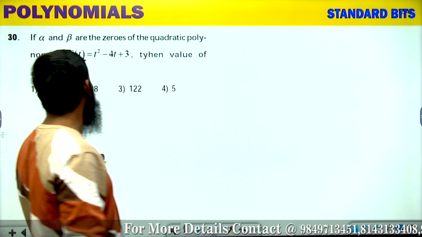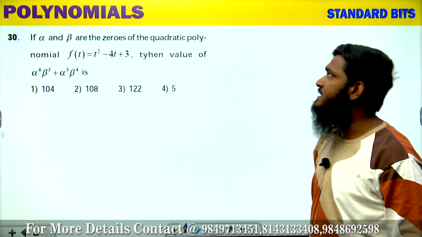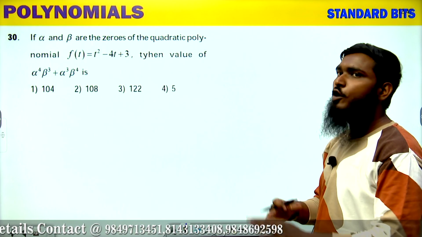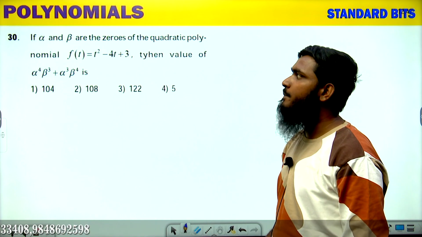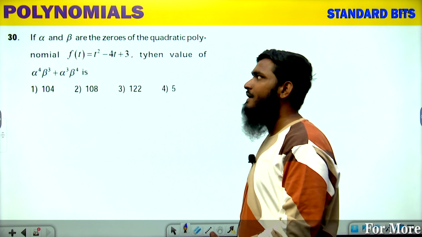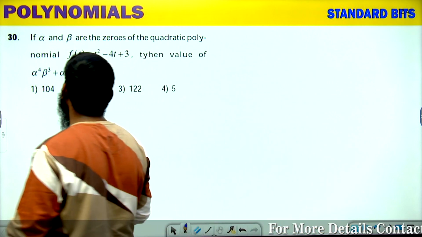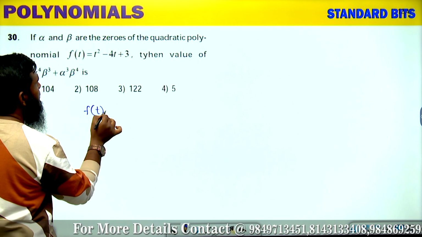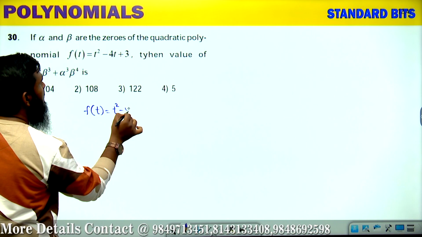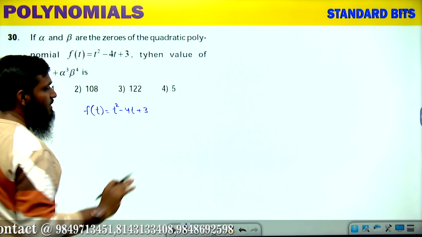Now let us see the next question. If alpha and beta are the zeros of the quadratic polynomial f of t is equal to t square minus 4t plus 3, then the value of alpha power 4 beta cube plus alpha cube beta power 4 is. Now let us see this part. We have the polynomial f of t is equal to t square minus 4t plus 3.